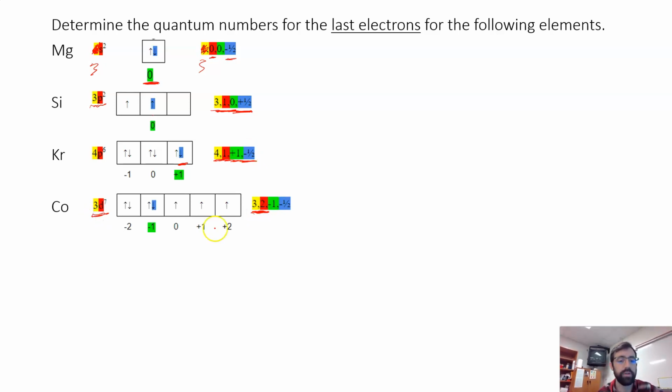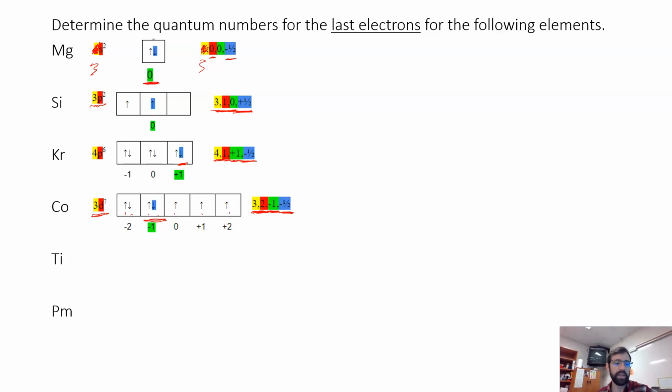Then we have to draw the orbital diagram to come up with the last 2. So 3d7 would be 1, 2, 3, 4, 5, and then we go back with the down arrows, 6, 7. So the last electron was on the negative 1 orbital, and it was down, so that gives us a negative 1/2 for the final quantum number.